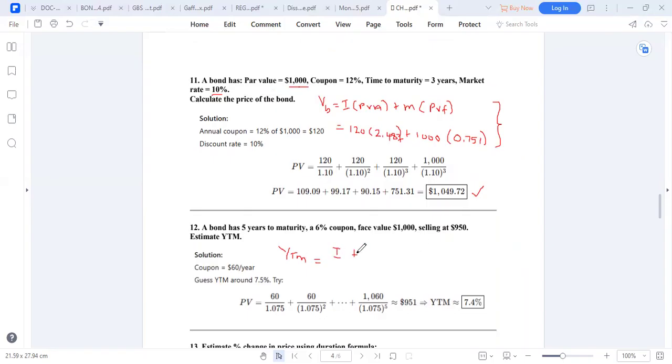So yield to maturity is got what? I plus MV minus VB over N, over 3VB plus MV over 2. Okay. So what is our I?